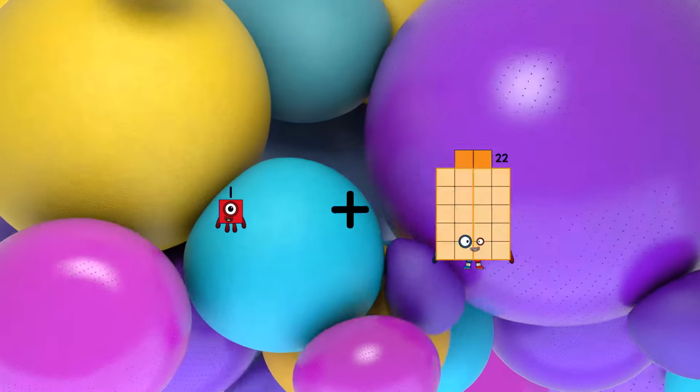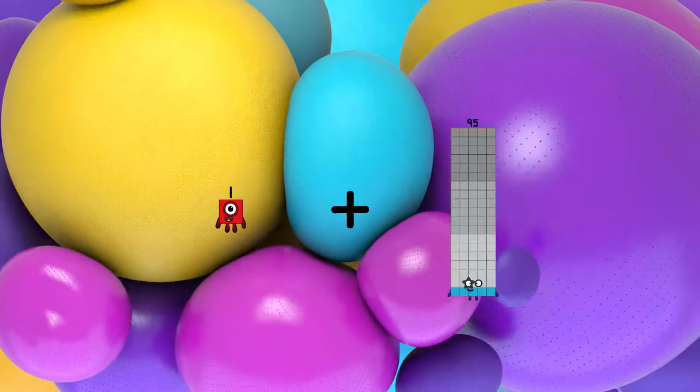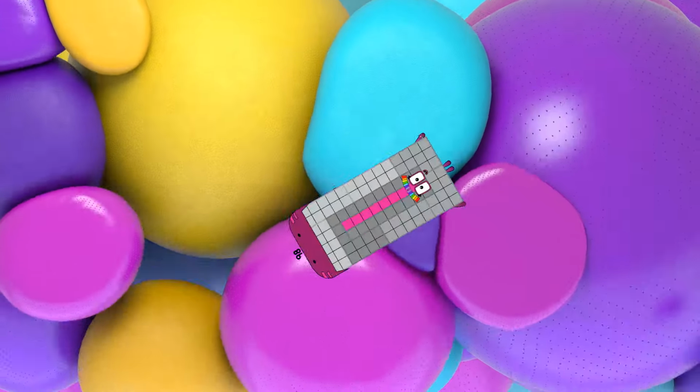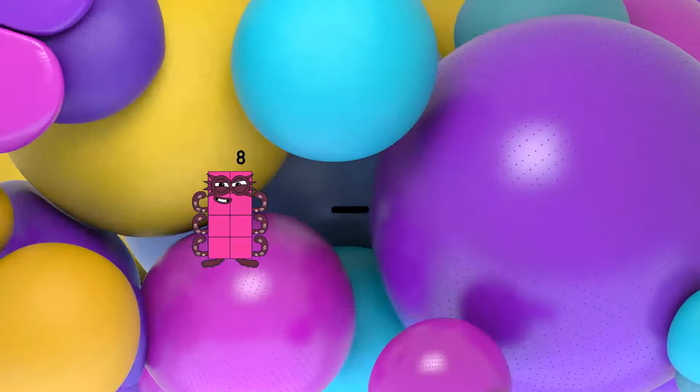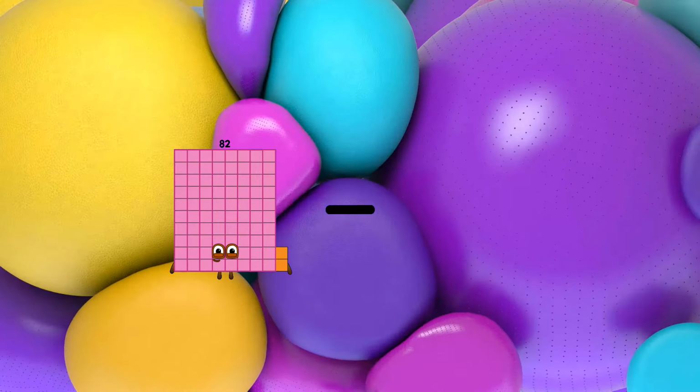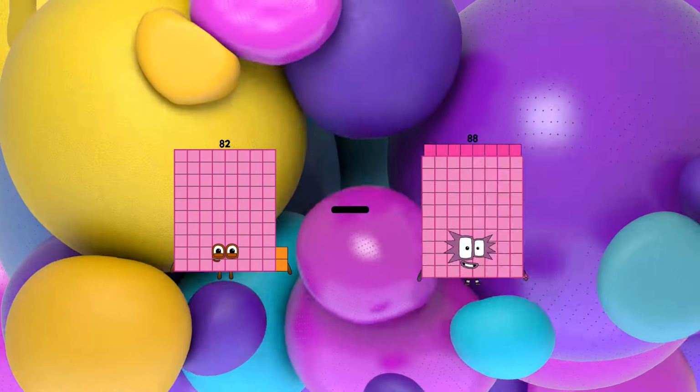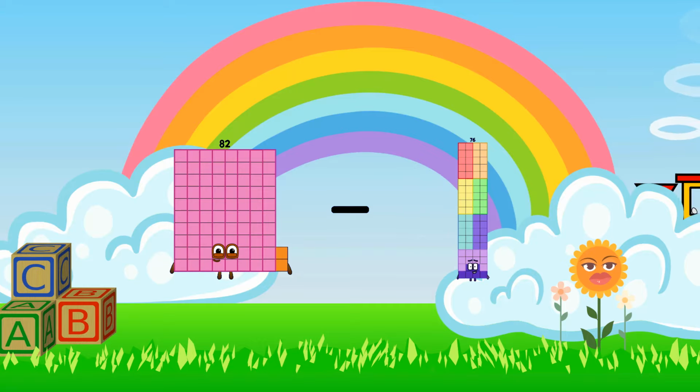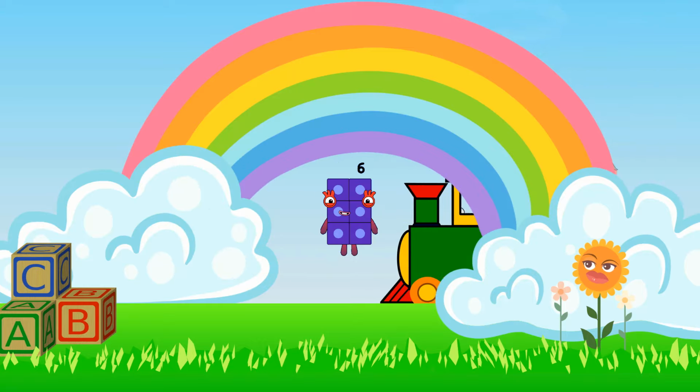1 plus 98 equals 99. 82 minus 76 equals 6.